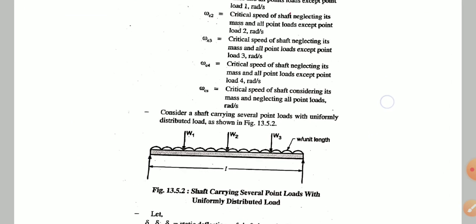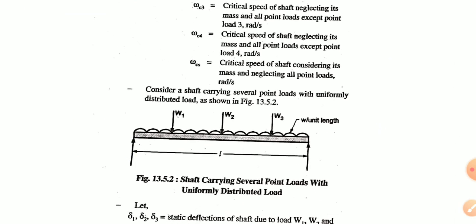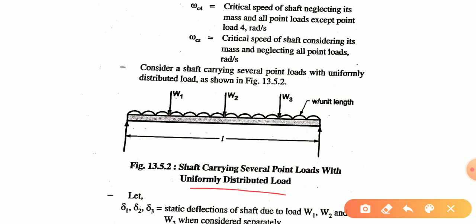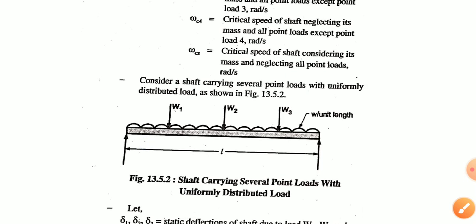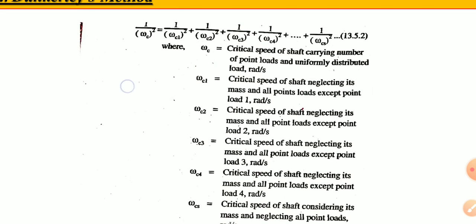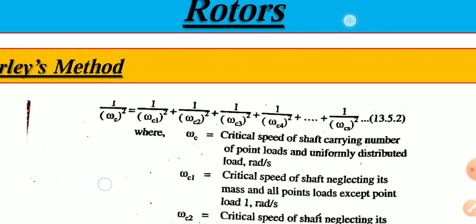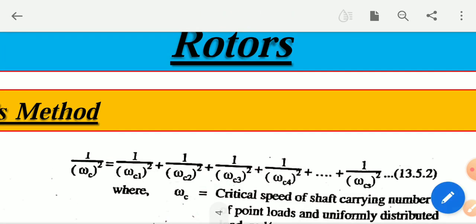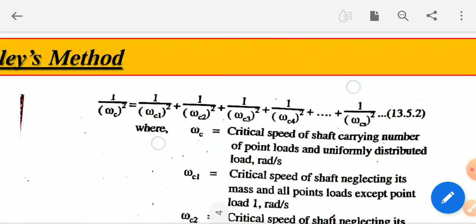Here the shaft is carrying several point loads with a uniformly distributed load. So for each we will get 1 upon omega c square is equal to 1 upon omega c1 square plus 1 upon omega c2 square, in the same way up to 1 upon omega cs square.